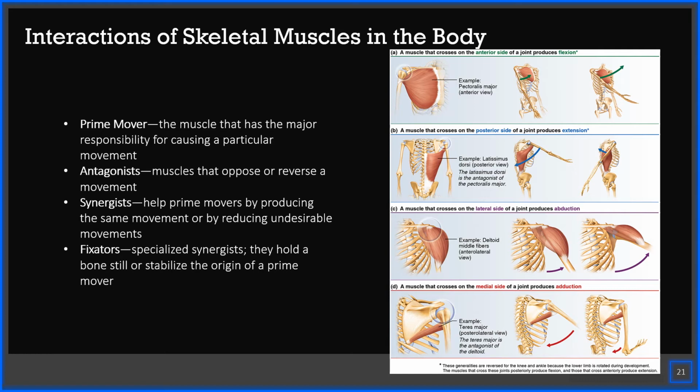Here we have some definitions as well. The prime mover is the muscle that has major responsibility for causing a particular movement. Antagonists are muscles that oppose or reverse the movement. We just went over a bunch of antagonists. Synergists help the prime movers by producing the same movement or by reducing undesirable movements. And fixators are specialized synergists. They hold a bone still or stabilize it at the origin of the prime mover.